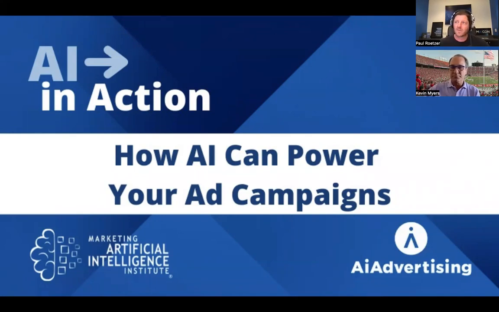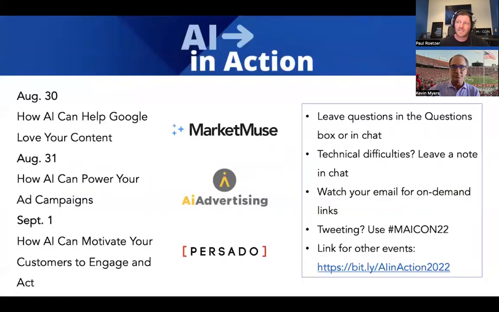So go ahead and throw us forward one, Kevin. Yesterday, if you're with us, we did Market Muse. We had a lot of people on yesterday's call talking about AI's impact on SEO and content marketing, content strategy, content production. A really great session. Today, we've got AI advertising, Kevin Myers from AI Advertising. And then tomorrow, we'll wrap it up with Versado, how AI can motivate your customers to engage and act.